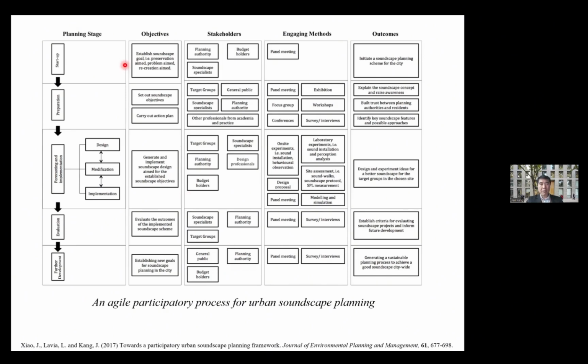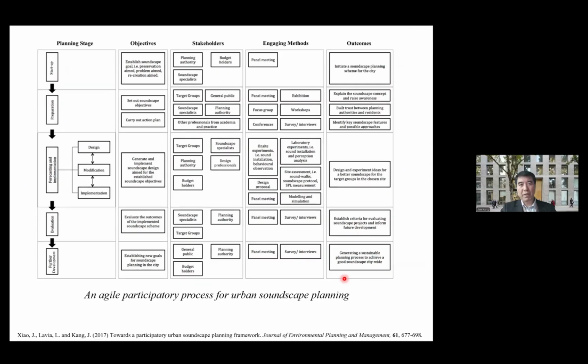But for soundscape design, human-centered design, we need to really think about different stages: setup, preparation, design, evaluation, and future development. What do we want to achieve? Not only decibel level, but also people's comfort. And who should we involve? Different users and management, and how do we involve them? And what do we want to achieve? So that's the overall design framework for human-centered design for building and the environment.